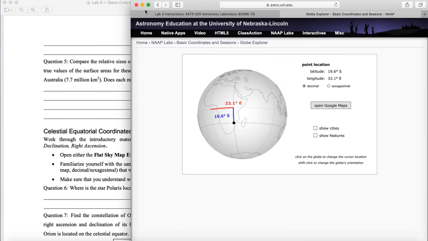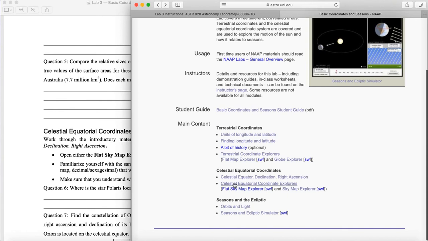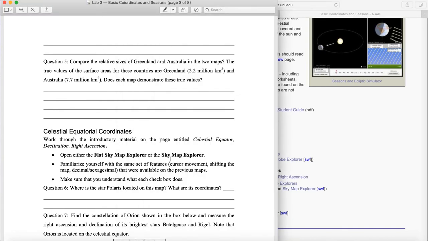All right, so now we're going to get down and do it for an astronomy map. The first one it wants you to do is the flat sky map, or the sky map.